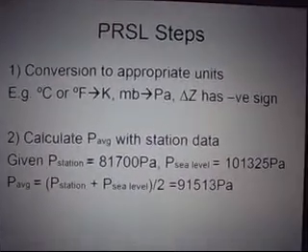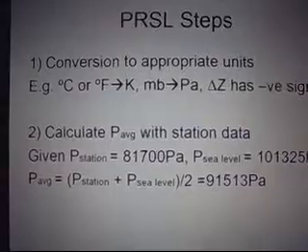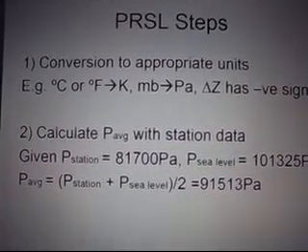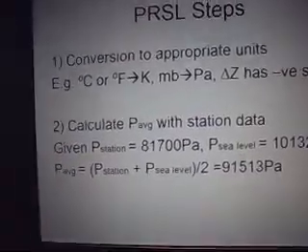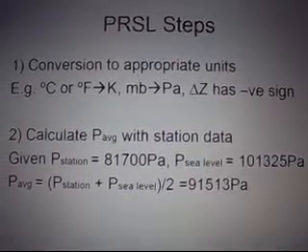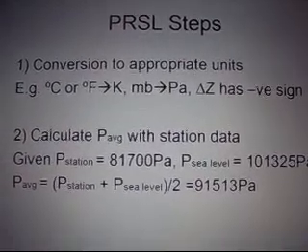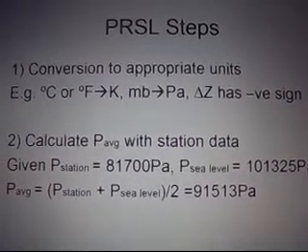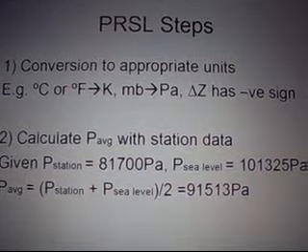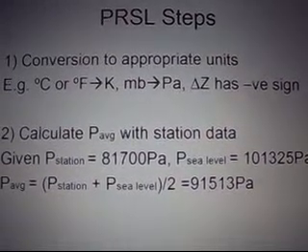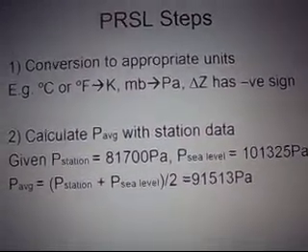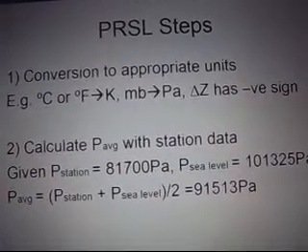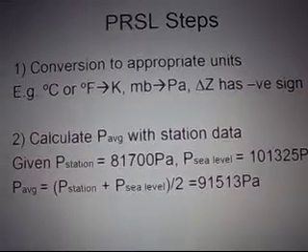So, our calculations. In step 1, we have to convert all the data into appropriate units for our convenience. For example, degrees Celsius or Fahrenheit have to be in kelvins, millibars into pascals, and the elevation needs a negative sign because it describes the change in elevation from top down to the sea level.